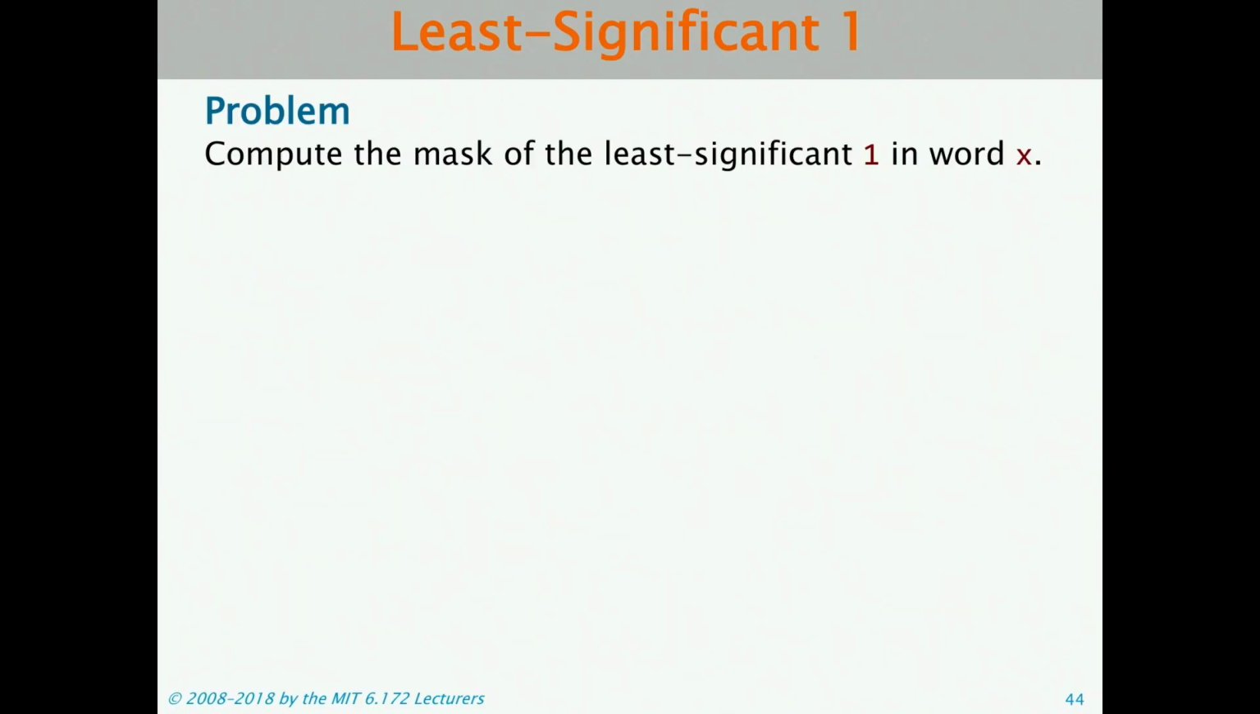Let's look at another problem. Here we want to compute the mask of the least significant 1 in a word x. So we want a mask that has a 1 in only the position of the least significant 1 in x and zeros everywhere else. So how can we do this? We can set r, the result, equal to x ANDed with negative x.